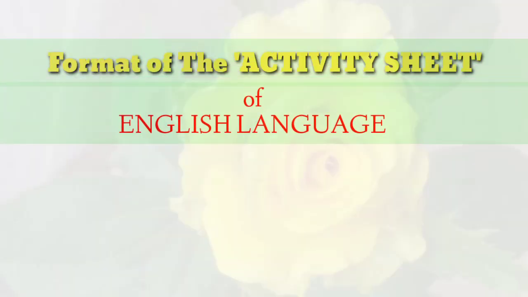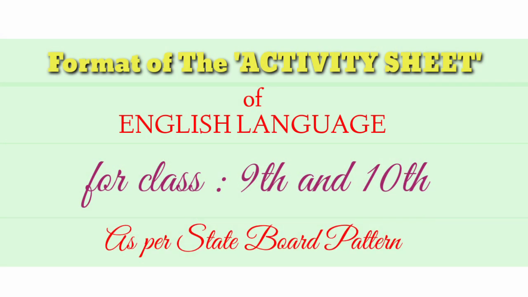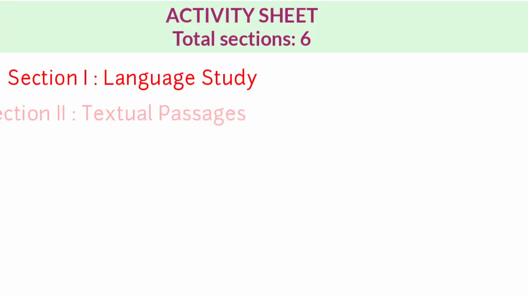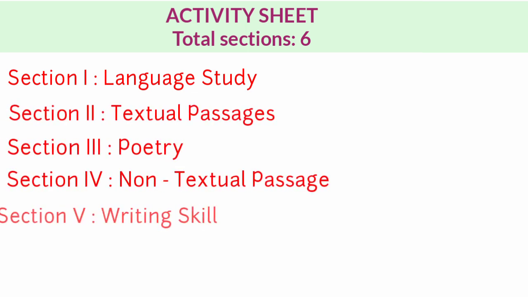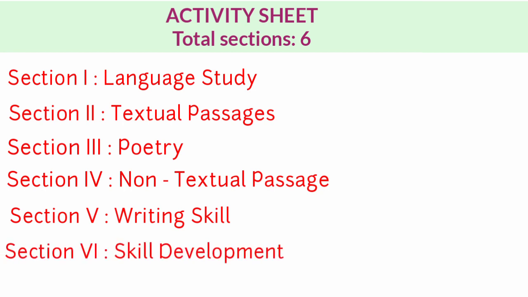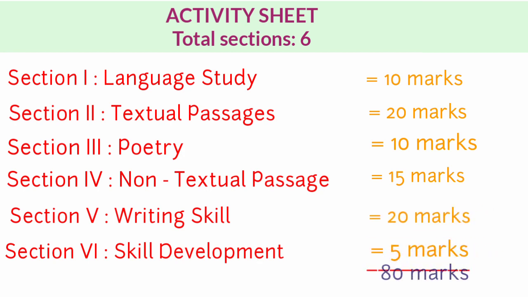So, today we are going to learn about the activity sheet for 9th and 10th classes as per the state board's pattern. Our activity sheet is divided into 6 sections. The first section is language study, second, textual passages, third one, poetry, fourth one, non-textual passage, then fifth one, writing skill, and sixth one is skill development. This activity sheet is for 80 marks.